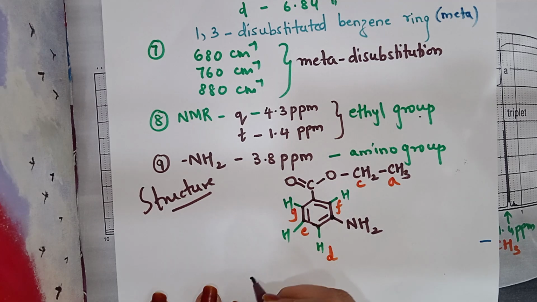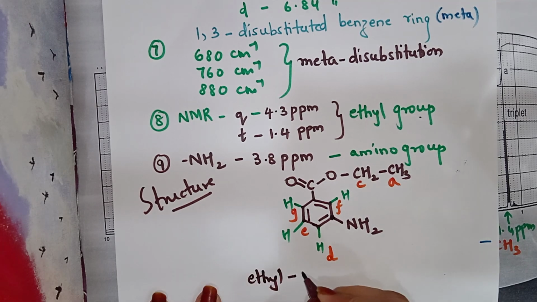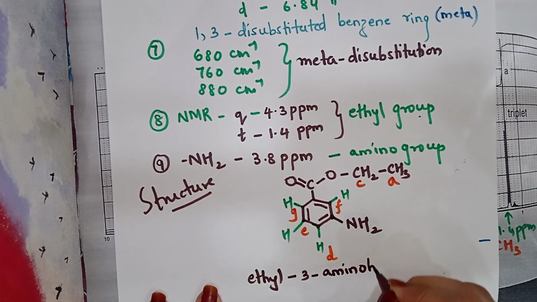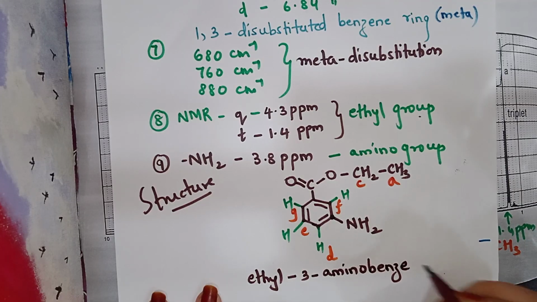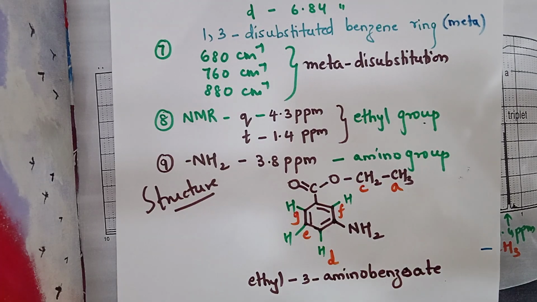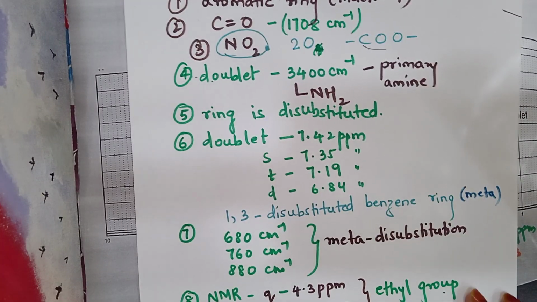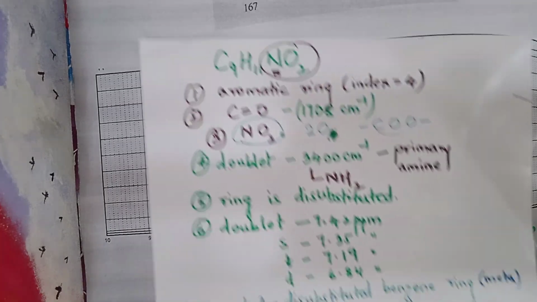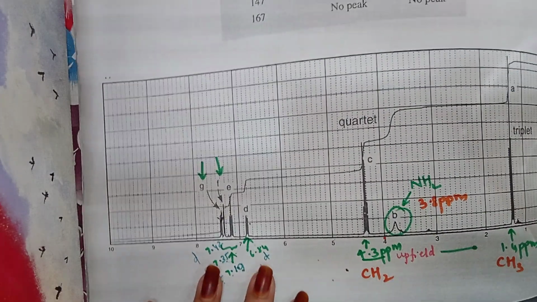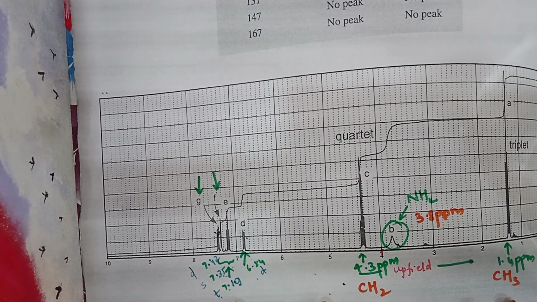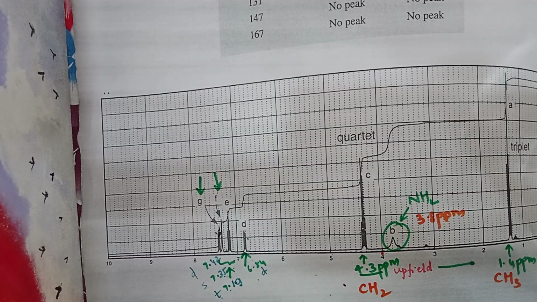So the name of our structure is ethyl 3-amino benzene, but since it is an ester, it is benzoate. Ethyl 3-aminobenzoate. In this way, you can very easily find out the structure of a given compound when spectral evidences are given. This needs practice. Practice as many problems as you can and you will master the art. Keep watching. Thanks for watching.